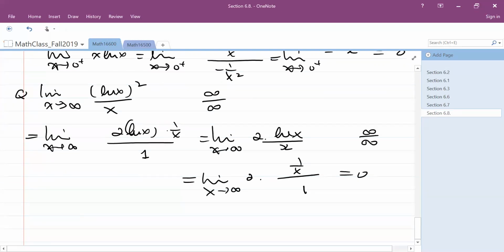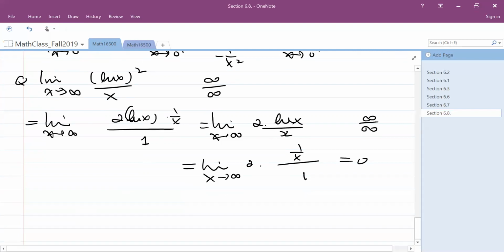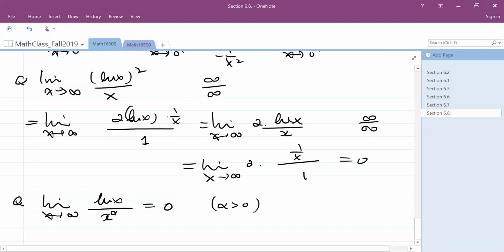I already knew the answer at the very beginning. The reason is, here's my claim: natural log of x over x to any positive power alpha always approaches 0. So natural log of x grows slower than any power function with positive power, no matter how small the alpha. Alpha could be 1/2, could be 0.0001. It doesn't matter. Can you prove that directly?